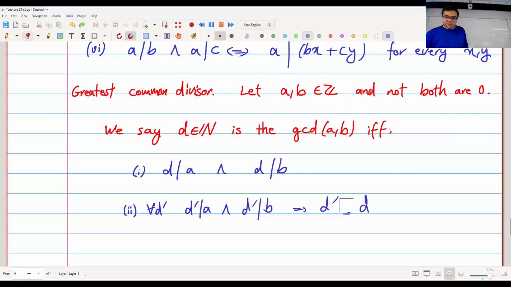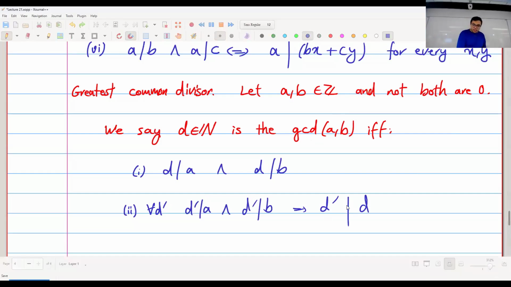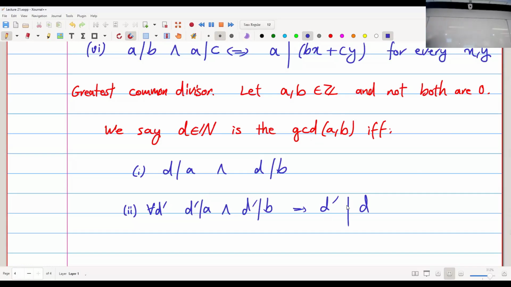But I'm not going to use this definition. I'm going to use the definition that uses divisibility. So with this definition, I don't even know if such a D exists. It might be that D does not exist at all. So I have to actually prove that this kind of D exists. But of course, if I prove that the D exists with this definition, this same D will satisfy the previous definition as well. Because if D prime divides D, then the absolute value of D prime is less than or equal to the absolute value of D. And since D was non-negative, then D prime is less than or equal to D.